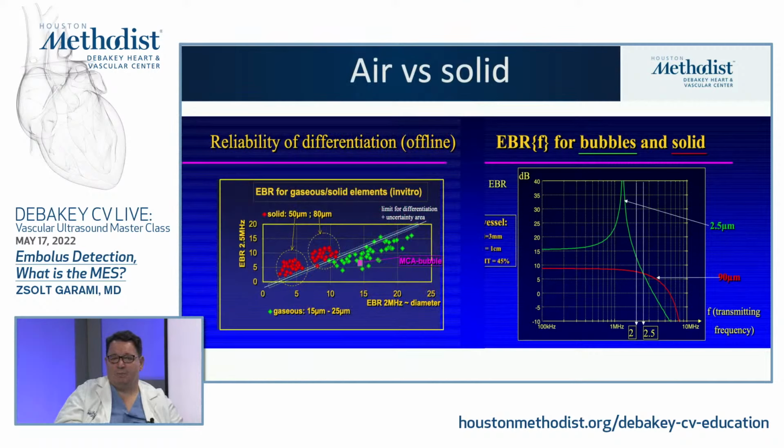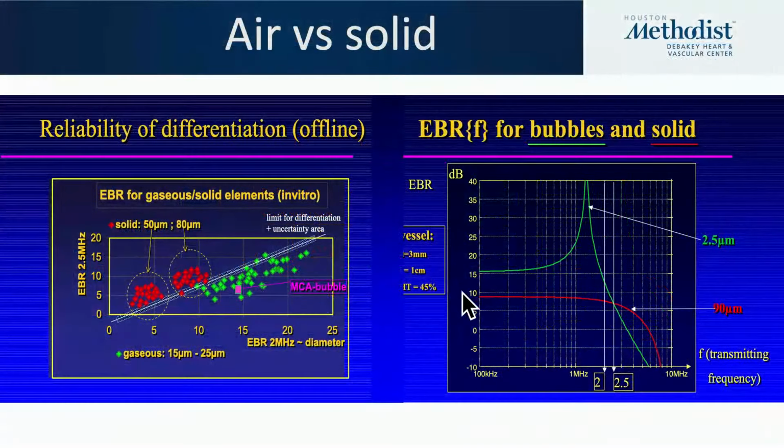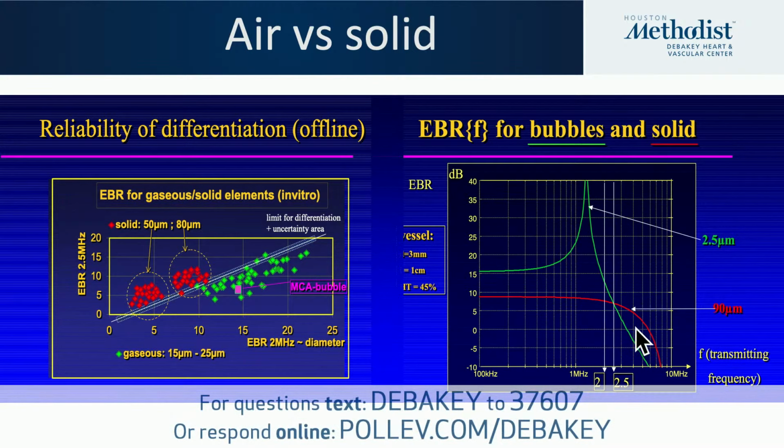And this was one approach by DWL, to try to use two different frequencies, a 2 and a 2.5 megahertz. But again, as you see, the signature of an air or a solid is crossing. So there's a certain part where you cannot really differentiate them. And also the artifact rejection was 50%, didn't want to even differentiate when we used it for carotid stenting.